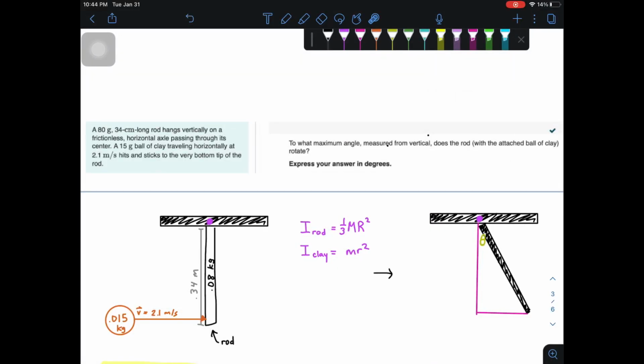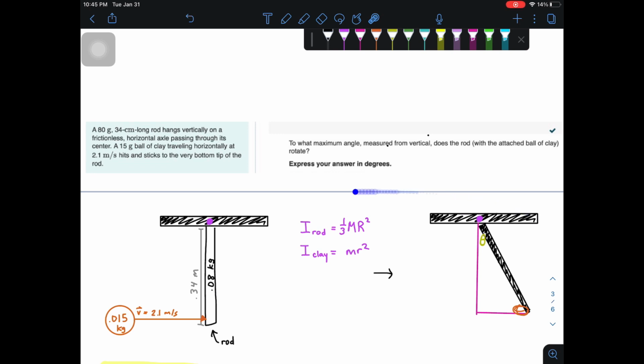Alright, this is number 10 of homework 3. An 80-gram, 34-centimeter long rod hangs vertically on a frictionless axle passing through its center. A 15-gram ball of clay travels horizontally at 2.1 meters per second and sticks to the bottom of the rod. So here we see it stick. To what maximum angle, measured from the vertical, does the rod rotate?